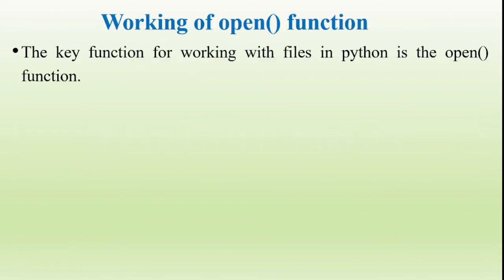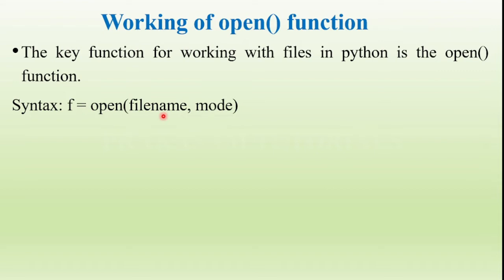Python provides an open function that accepts two arguments: the file name and the access mode in which the file is accessed. The function returns a file object which can be used to perform various operations like reading, writing, etc. The syntax of opening a file is f = open(file name, access mode). This is the syntax of the open function.